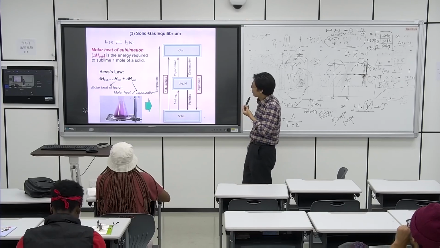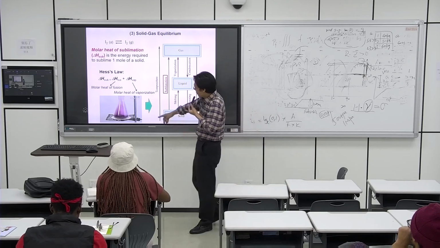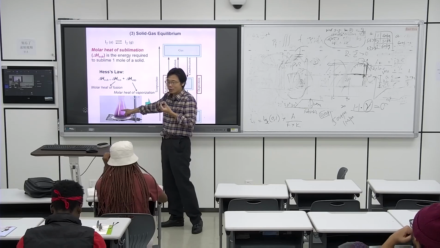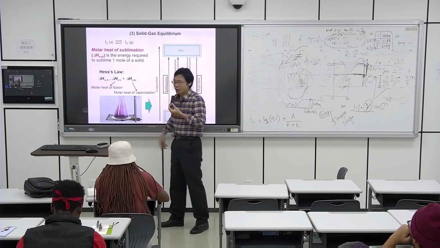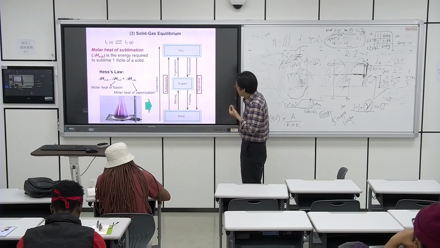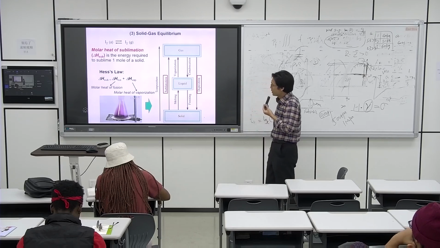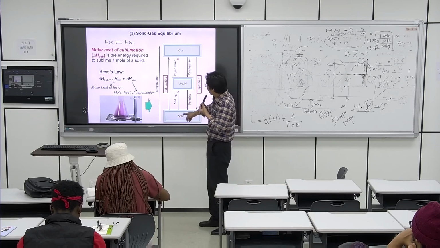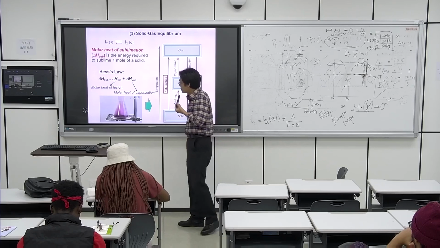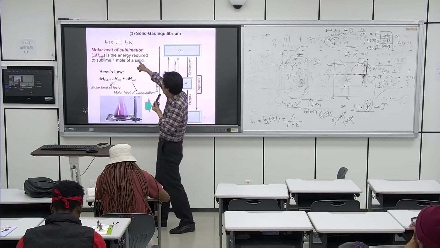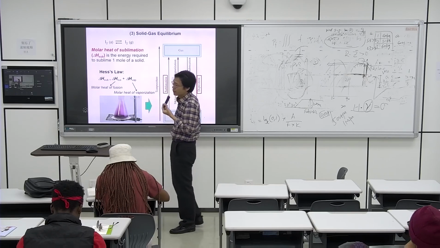And of course, when the temperature decreases, the gas will directly change to solid. So from gas to solid is called deposition. And from solid to gas, it needs energy, right? This energy is called the molar heat of sublimation.